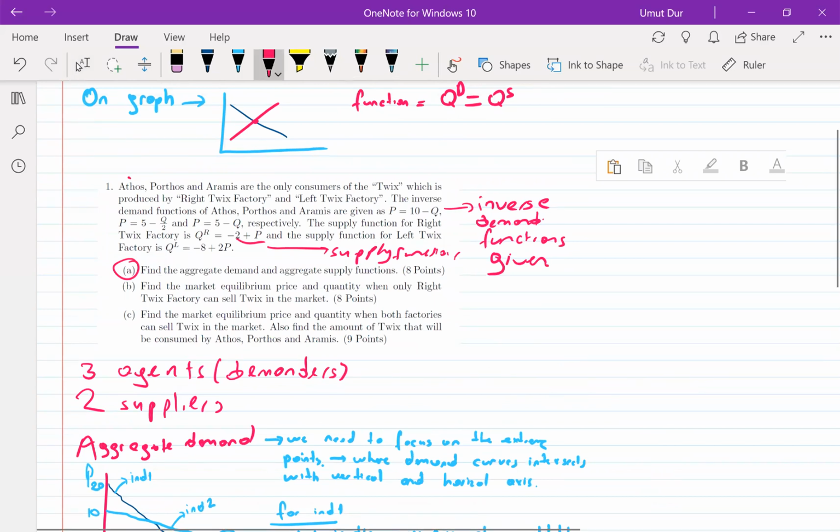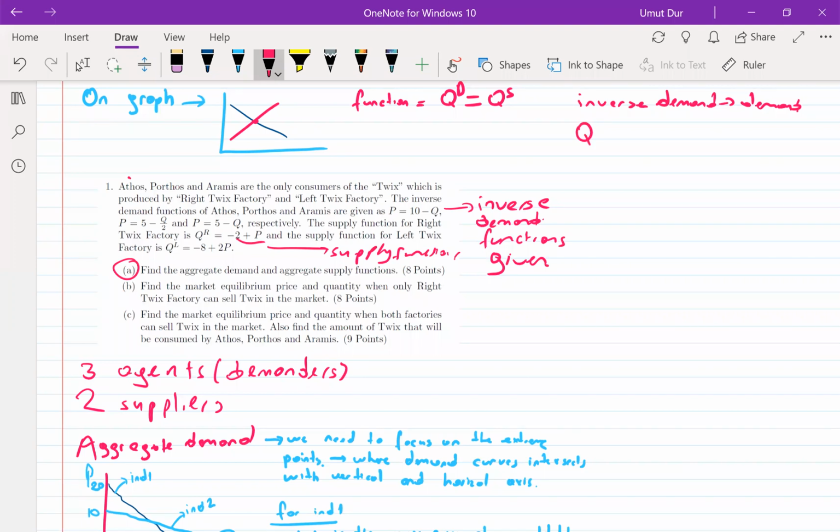So we are given the inverse demand functions. The first thing that we need to do is convert this inverse demand function to a demand function. So what is the demand function for Athos? It is 10 minus p.